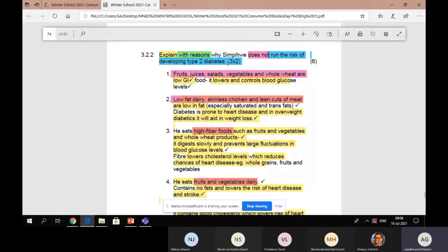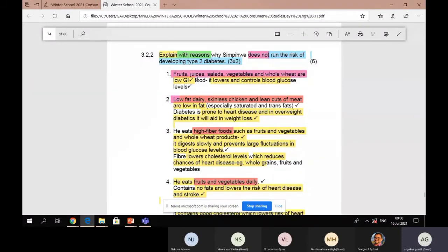So now we can go back to the information that they've given us, because this question is now based on the information that they've given you, right? And so now we need to have a look at his diet and his lifestyle and see what he is doing that means he's not running the risk. So now let's go and see quickly how we are going to answer this.